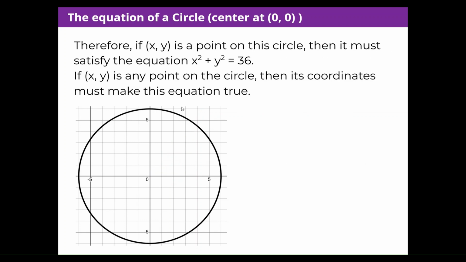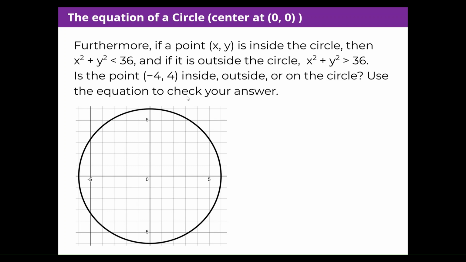If x, y is any point on the circle, then its coordinates must make this equation true. In fact, with circles, we can do a little bit more. If a point is inside the circle, then if we compute x squared plus y squared for this point, we'll get less than 36. And if it's outside the circle out here, and we compute x squared plus y squared, we'll get greater than 36. Let's try this. If I look at the point minus 4, 4, that certainly looks like it's inside the circle. Let's check by plugging it into this equation.